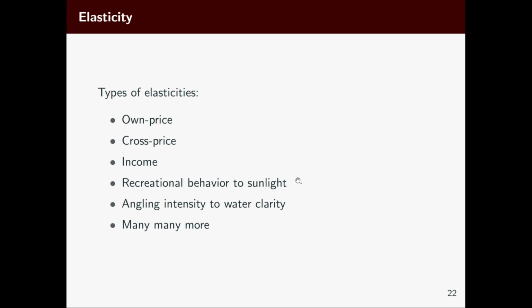So you can even estimate recreational behavior to sunlight or angling intensity to water clarity. So if water clarity improves by some percent, how is that going to change the percent of anglers going to fish? That's an elasticity measure. And so we can do that for almost any economic system. So there are a lot of different types of elasticities, but again, the three we're going to focus on here are own price, cross price, and income.